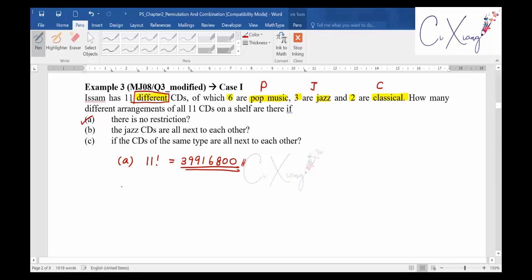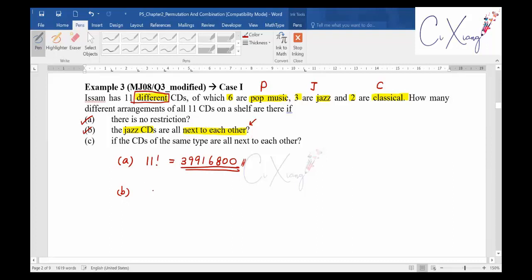Then for part number 2, they are saying that the jazz CDs are all next to each other. So they want to arrange all the jazz CDs together, while the other items can be mixed up. This is the very first example we discuss for cases where some objects need to be next to each other. Then how can we solve it?